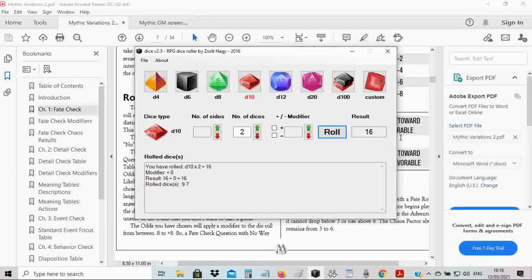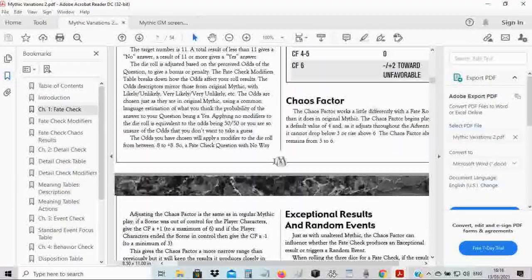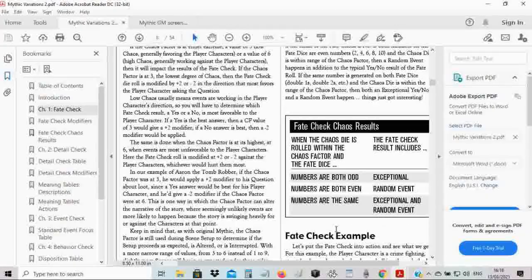16. Then we add +6. That's 22. And a +2. That's a 24. Unless I'm getting my math wrong again. And you have a 24.